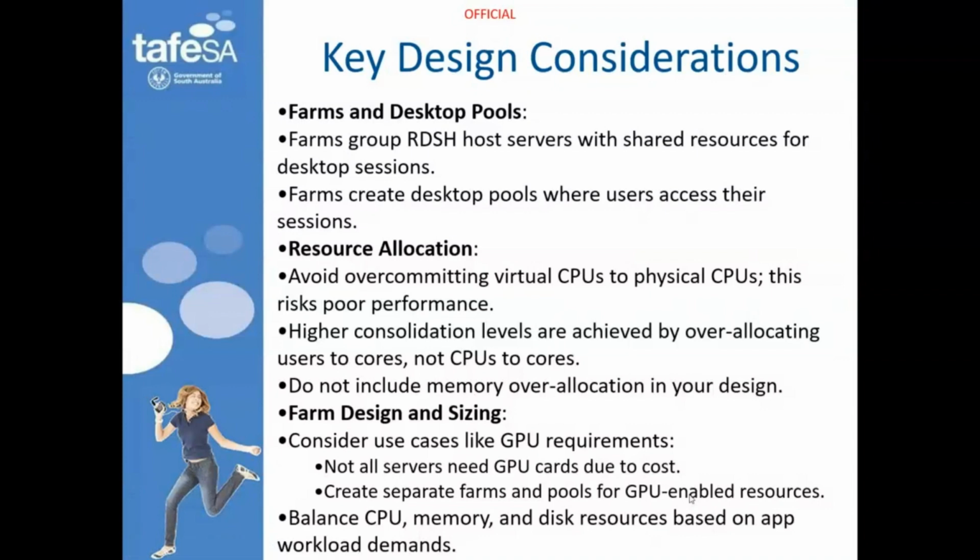Because obviously the amount of memory you are going to have is very important. For the farm design and sizing, consider use cases like GPU requirements. Not all servers need GPU cards due to costs. Create separate farms and pools for those that need GPU enabled. Let's say someone, for some reason, I know it's probably not a very good reason, needs GPU enabled resources, but some workloads require GPU. With the advent of AI and machine learning, they're more reliant on GPU resources now. We could also balance CPU, memory and disk resources based on the application workload demands.